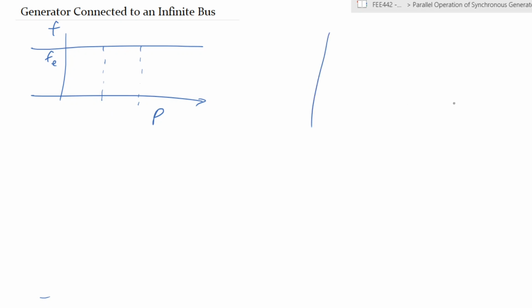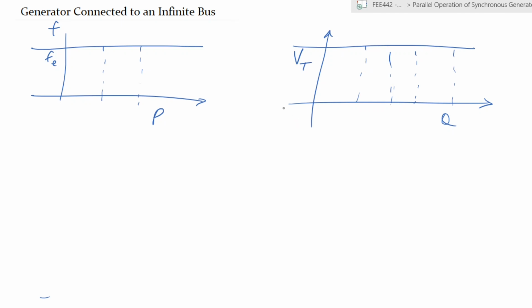Same thing with your reactive power, Q. Whatever reactive power you draw from it, whatever you want to tap from it, the voltage will remain the same. Okay, and this is the characteristic of your infinite bus bar. But a single generator does not work like that, of course.